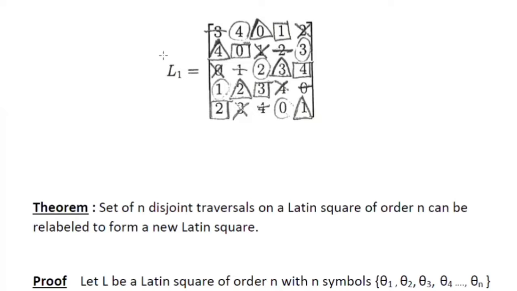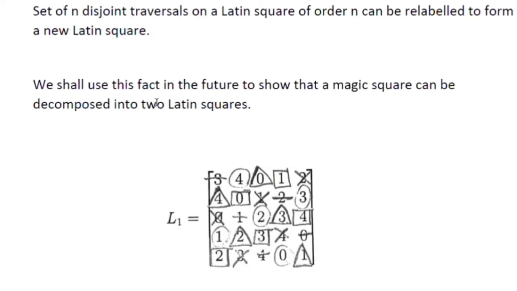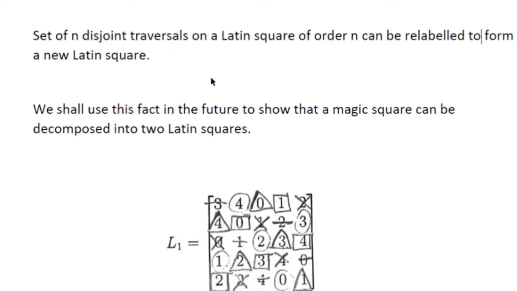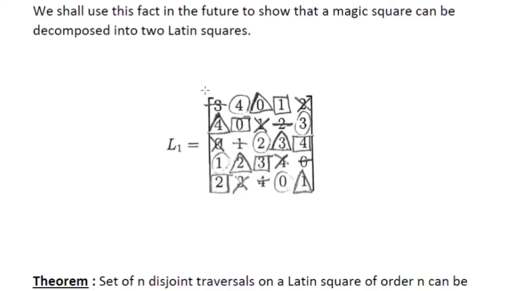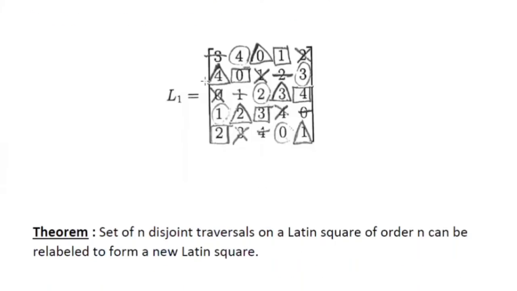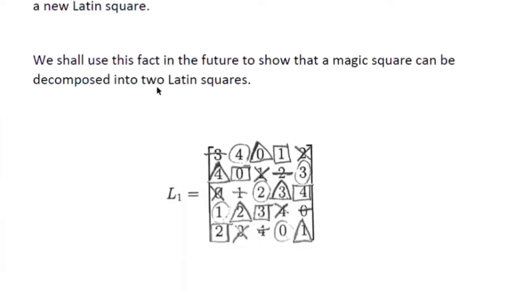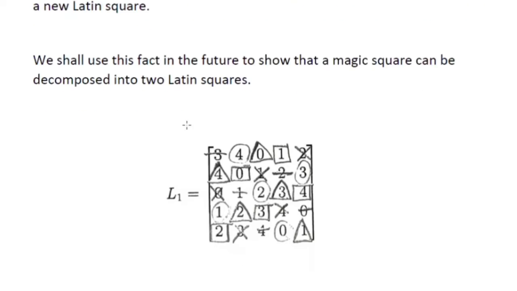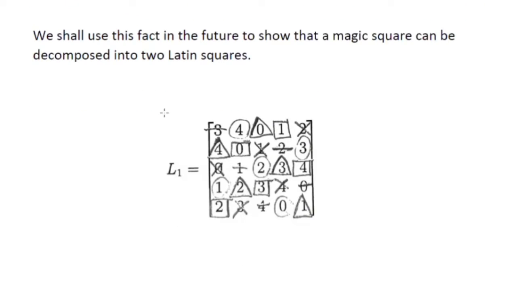So in the last video, what we saw at the last is the fact that a set of n disjoint traversals on a Latin square of order n can be relabeled to form a new Latin square. So in this video, I'm going to prove this theorem, prove that this fact is indeed true.